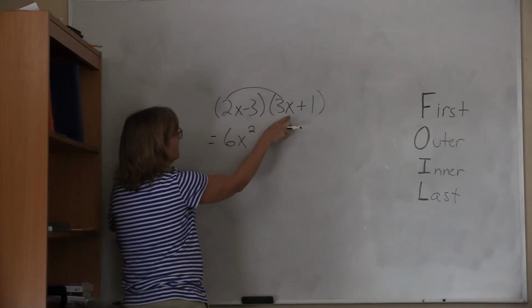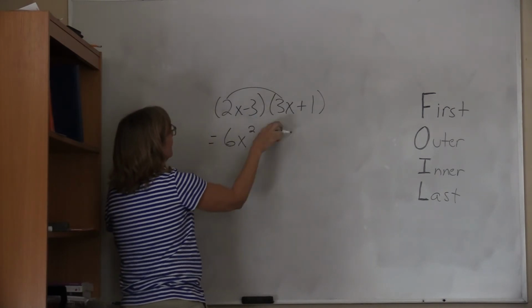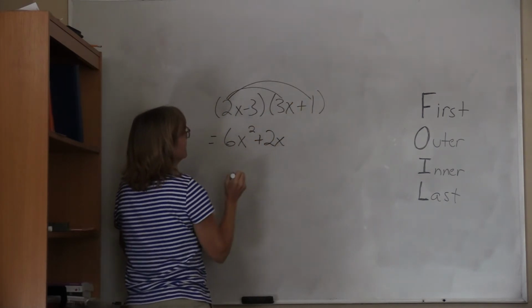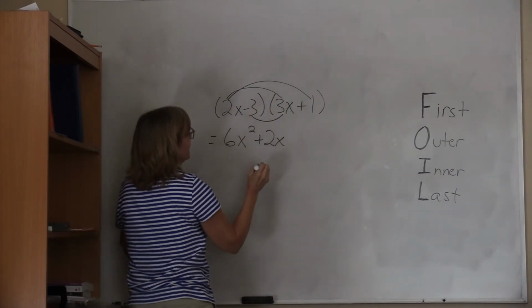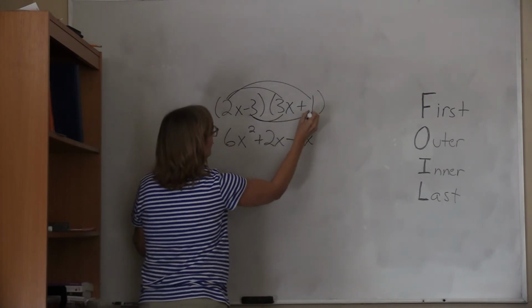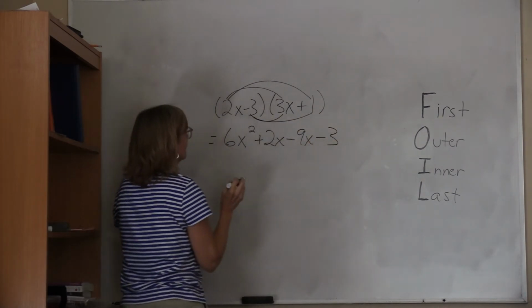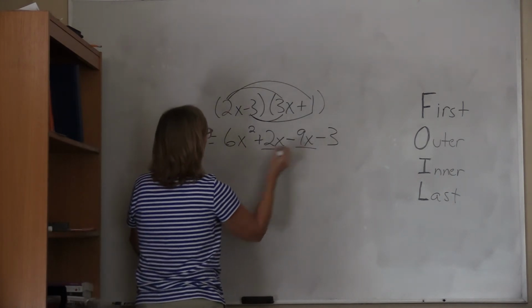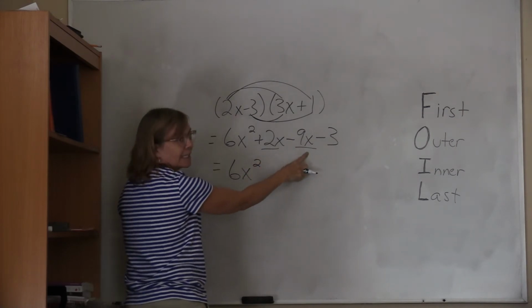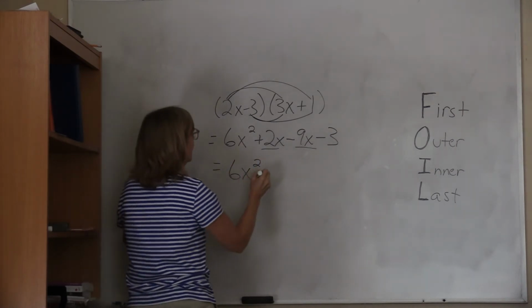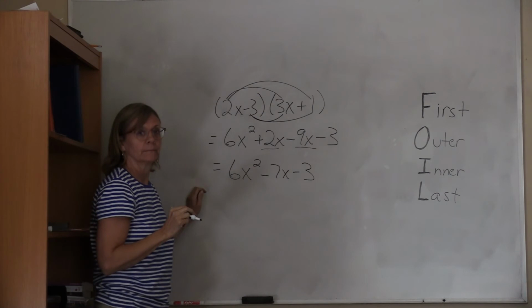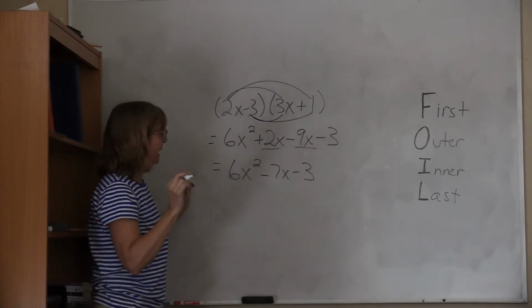Because remember, when I multiply the like bases, I add the exponents. The outer, 2x times 1 would be plus 2x. The inner, negative 3 times 3x would be minus 9x. And then the last, negative 3 times 1 would be minus 3. Combine like terms, I'm going to have my x terms. So I have 6x squared, 2x minus 9x, just do 2 minus 9 on your calculator, you get minus 7x minus 3. You following that?